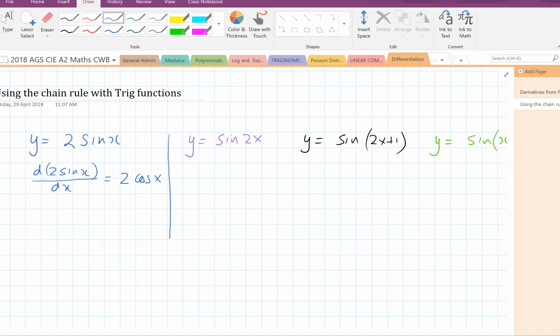Now we need to realize this is a composite function. There are two things happening here. X is being doubled, and then x is also going to be affected by the sine function. So this is why we have to use, not the sine rule, the chain rule, to look at this. So let's go and see what this looks like in terms of the graphs.